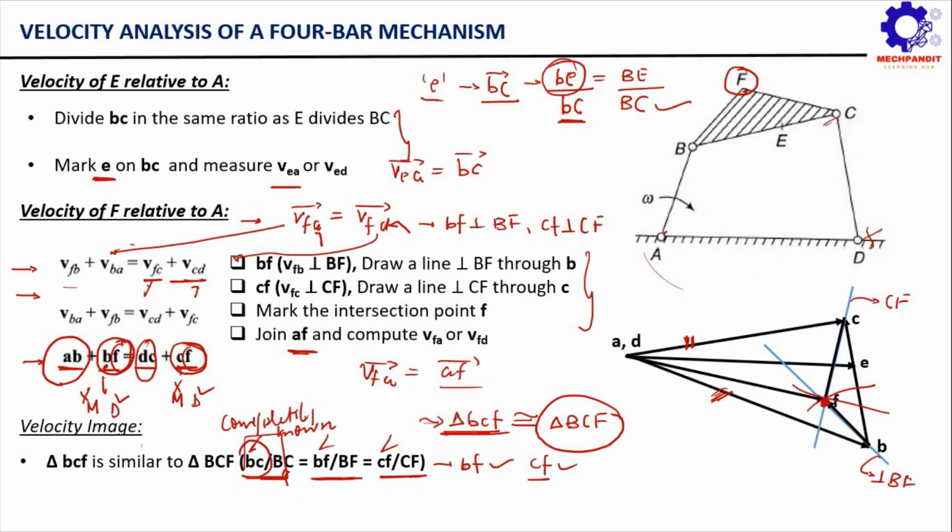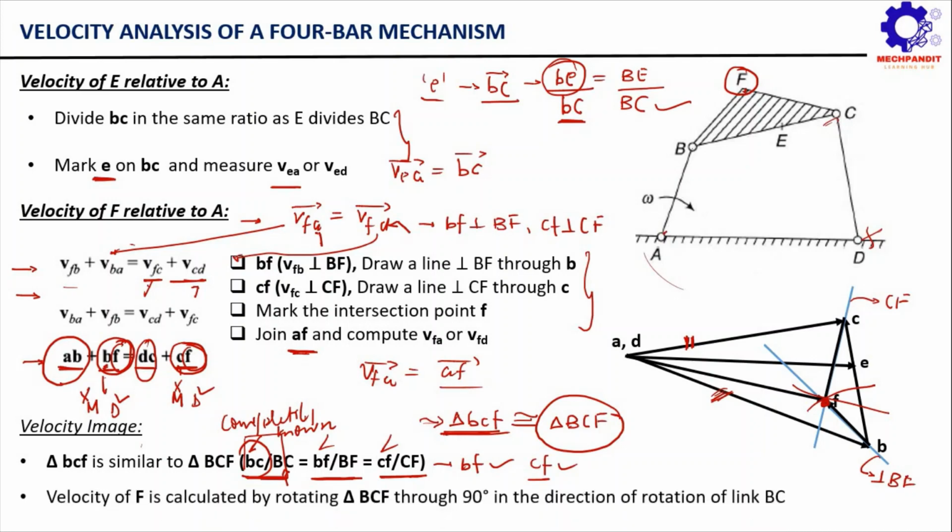the velocity image. So let me just summarize it. The velocity of F can be calculated by rotating, see very carefully, by rotating triangle BCF through 90 degrees in the direction of rotation of link BC, correct? Now what does it indicate?